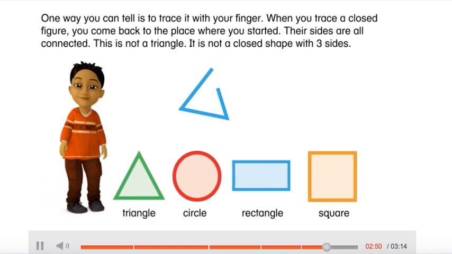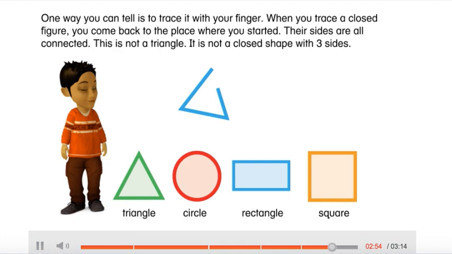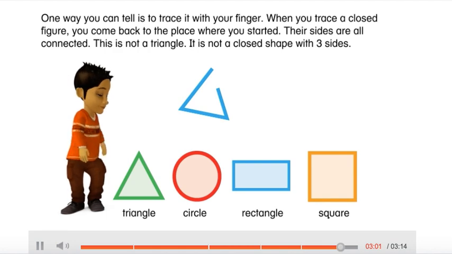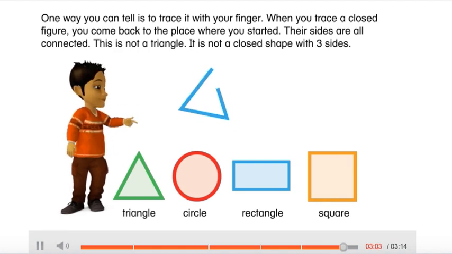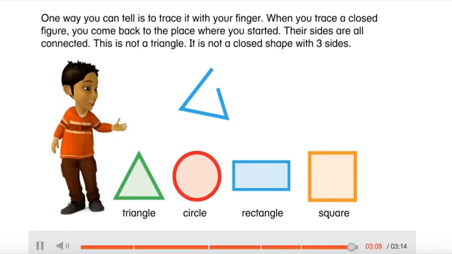One way you can tell is to trace it with your finger. When you trace a closed figure, you come back to the place where you started. Their sides are all connected. This is not a triangle. It is not a closed shape with 3 sides. Now you know how to define 2D shapes by how they look.